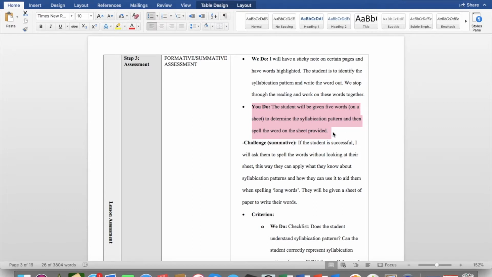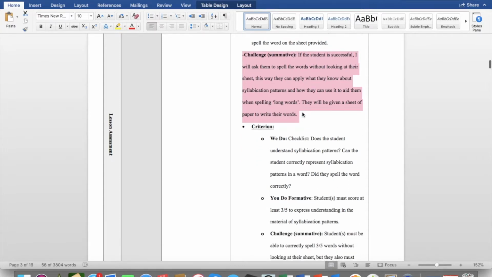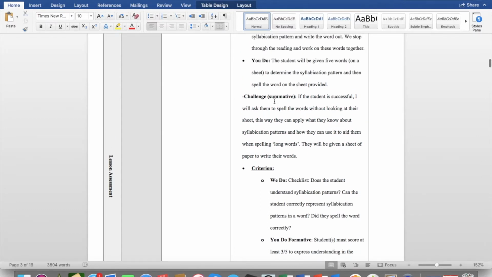So then you come to the challenge, and in the challenge, it's if the student was successful. I will ask them to spell the words without looking at their sheet. This way they can apply what they know about syllabication patterns and how they can use it to aid them in spelling long words. They will be given a sheet of paper to write their words. So you only do this if they were very successful in the you do. Basically, if they get 100 and they feel that they can do more of a challenge, this is when you give it to them.